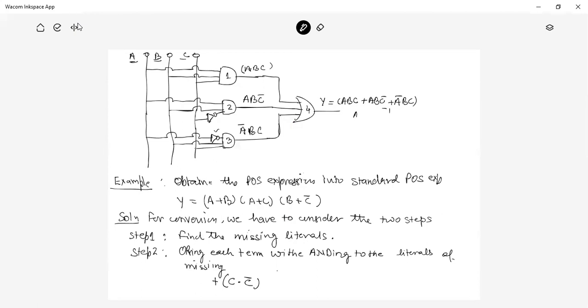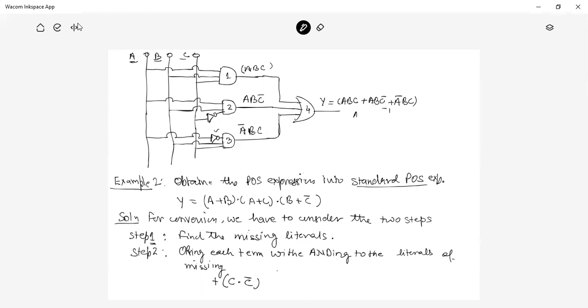This output is the standard output. Now the second example, that is example 2. We have to convert the POS, product of sums expression, into standard POS expression. So the expression is Y is equal to (A plus B) into (A plus C) into (B plus C). So again, we have to follow the same way for the conversion.